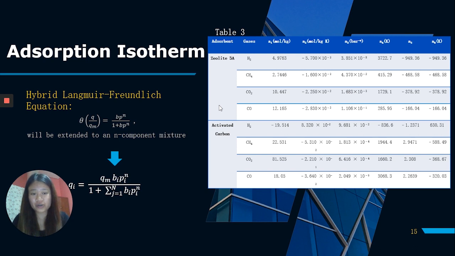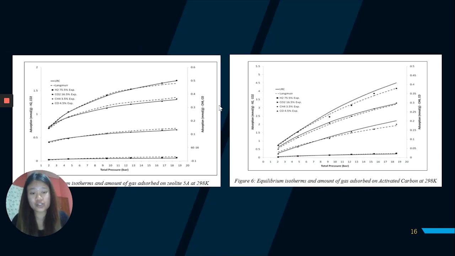So table 3 shows the LRC coefficients for activated carbon and zeolite 5A. The adsorption data of all components on zeolite 5A adsorbent in figure 5, while on activated carbon in figure 6, are fitted using the LRC model. It is observed that the extent of adsorption for carbon monoxide and carbon dioxide increases quite rapidly from minimum to middle pressure. Consequently, because of the exponent n in the LRC relationship, this model could fit the experimental data more accurately.